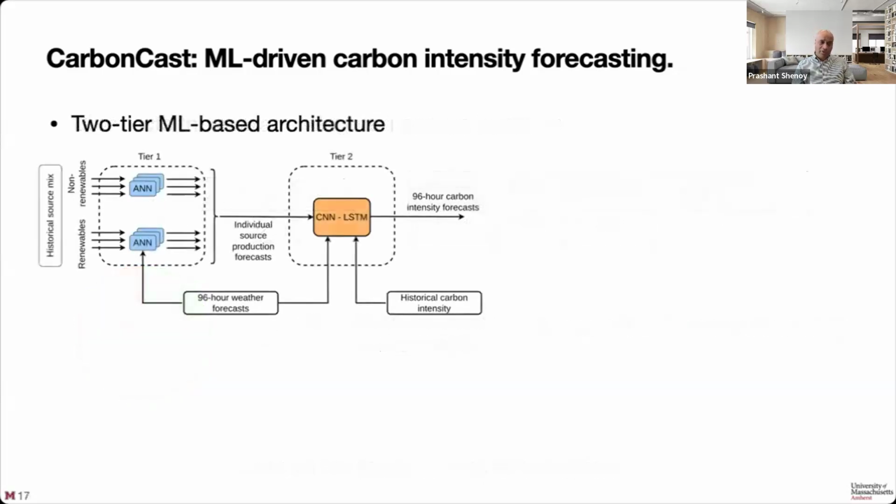Okay? So to do this, we built a prediction tool called CarbonCast. It essentially uses a machine learning based time series forecasting method. It uses a two-tier ML architecture, where the first tier looks at sources and predicts the amount of generation from those sources, and then the second tier gives you a 96-hour forecast, just like your weather forecast for the next day and 2 days from now and so on. CarbonCast will give you 4-day forecasts of what the carbon intensity is going to look like for that region.